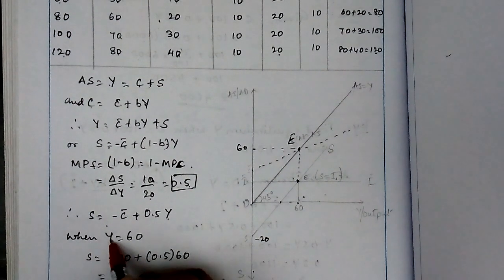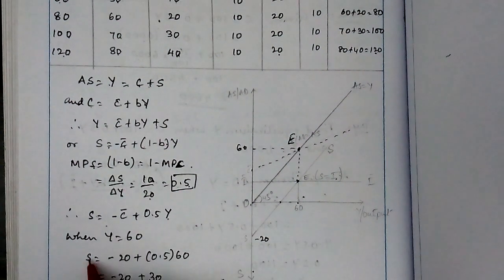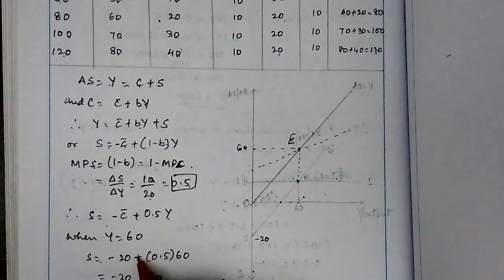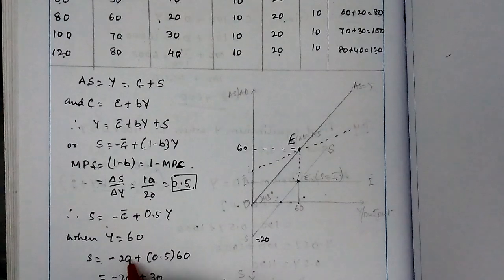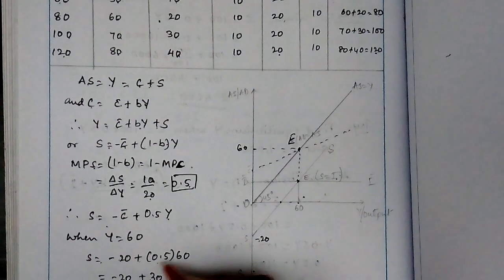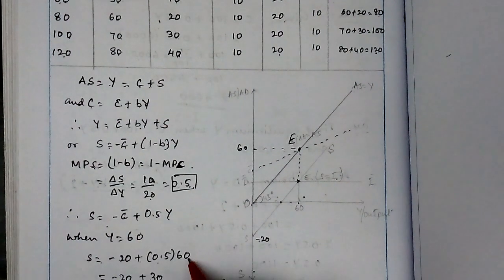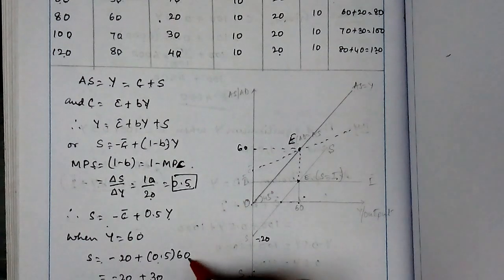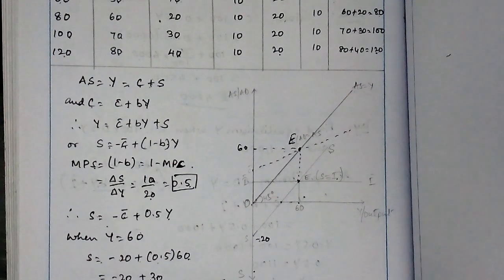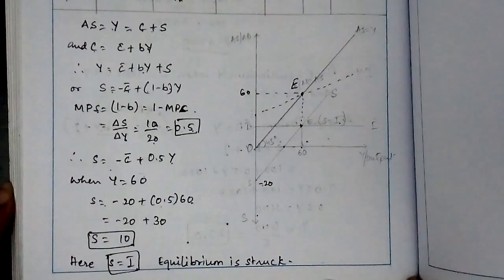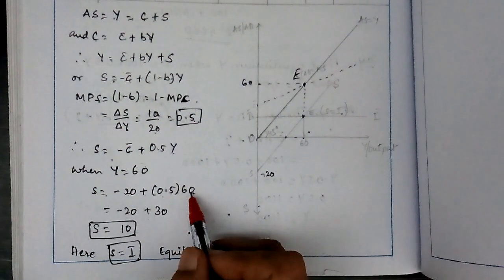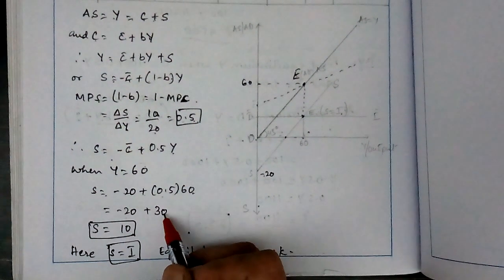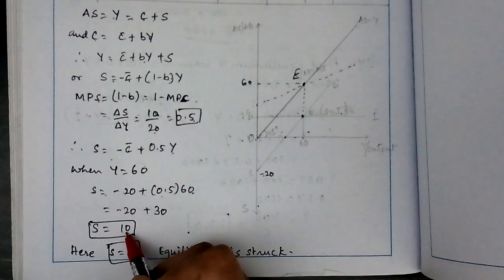When income is 60, saving is equal to, put the values, autonomous consumption is minus 20, minus 20 plus 0.5 into income, which is given as 60. So this will give us minus 20 plus 0.5 into 60, which is 30. 30 minus 20 is 10. So saving is equal to 10.